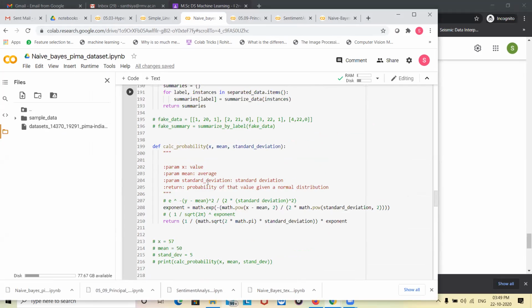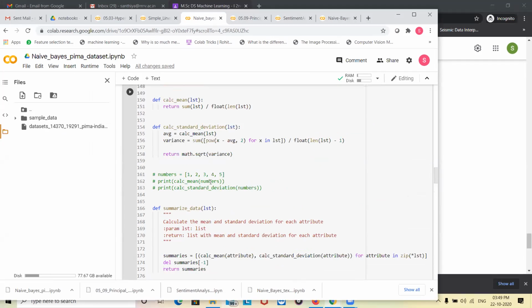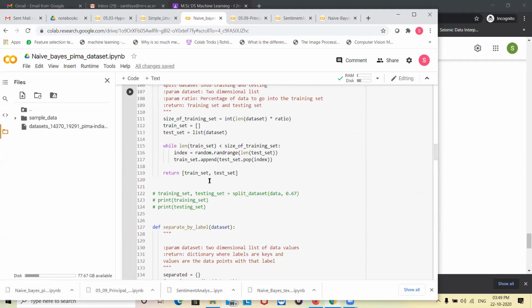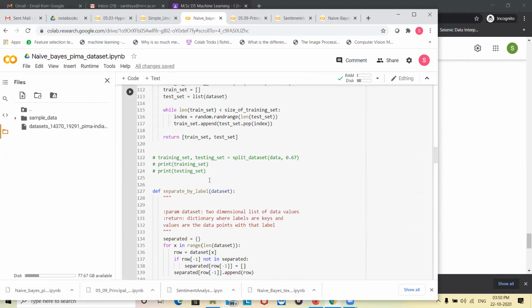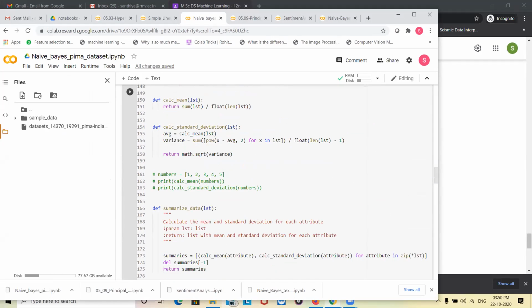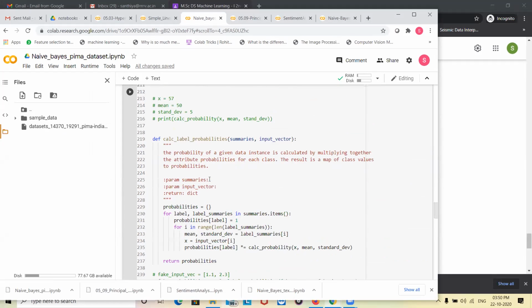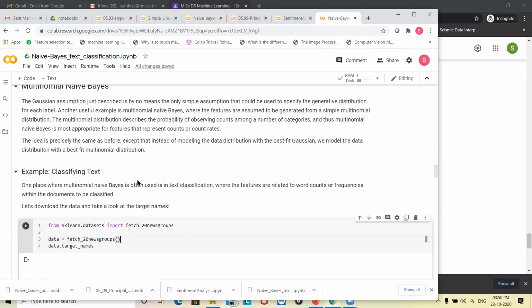We calculate the probability, summarize the label, summarize the data, every step in the implementation of naive Bayes is completely written from scratch. We're sharing this with the participants for them to have a better understanding of how naive Bayes works internally for a huge data set. So starting with the first one, that goes with classification of data set.